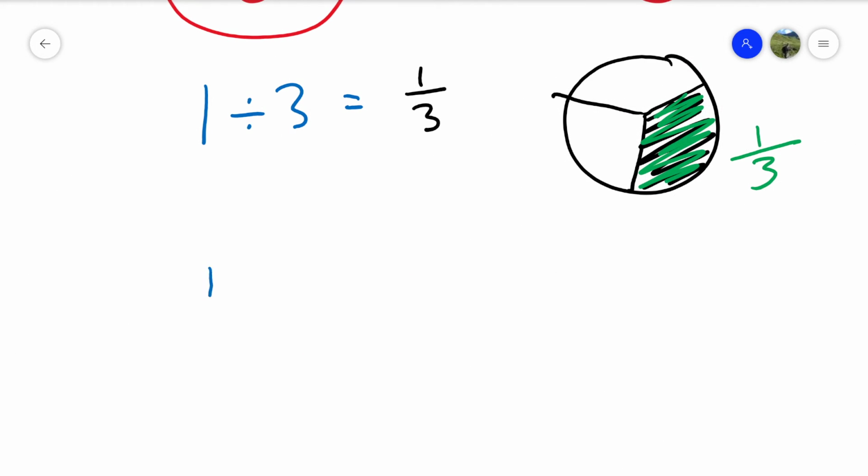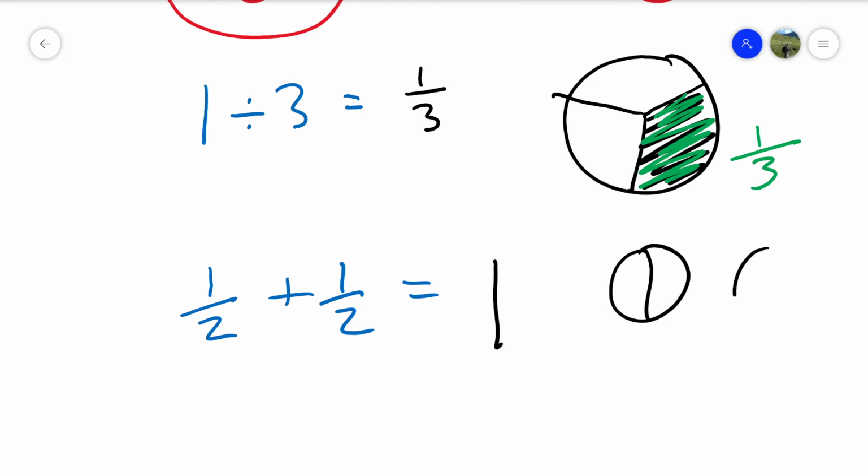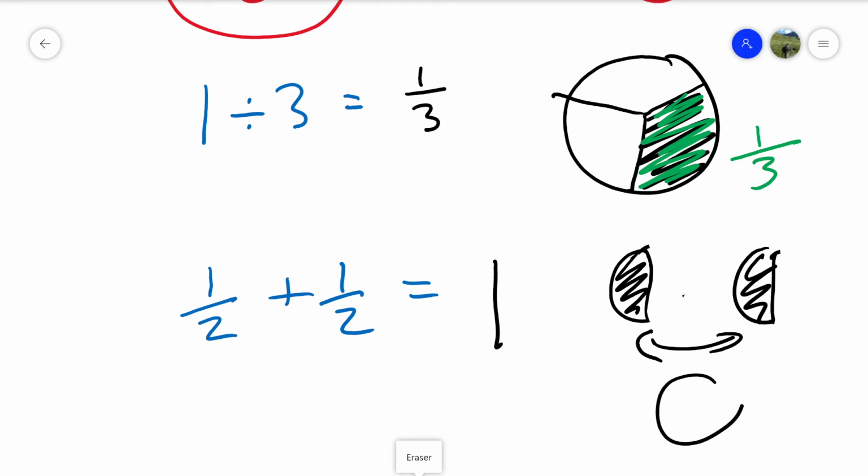Next question. Pause the video, have a go in your own time. What's the answer to this? The answer is 1. Again, we could draw. That's a half. That's a half. So if I rub out the empty bit, I've got 2 halves. And if I stick those 2 halves together, then I end up with a whole.